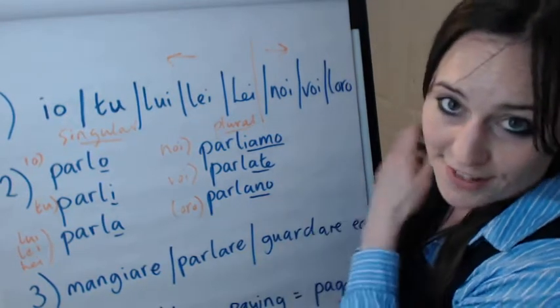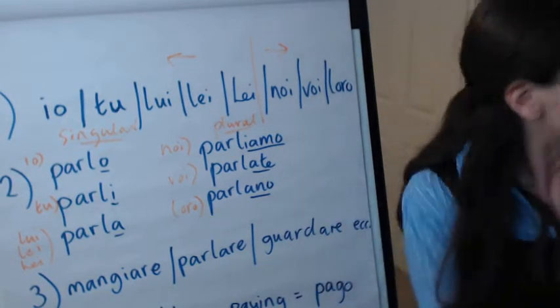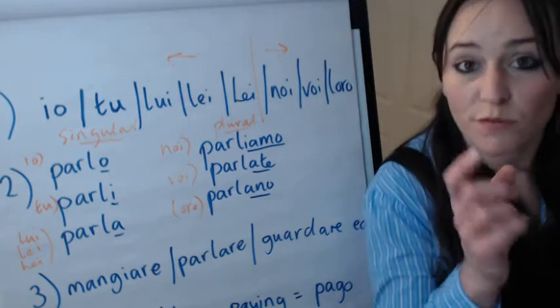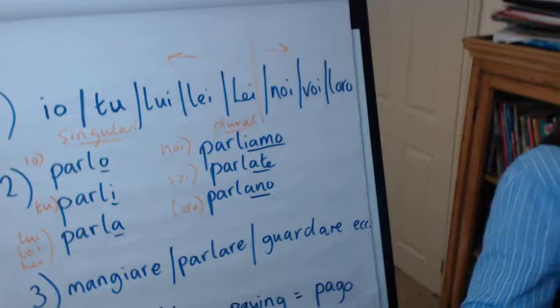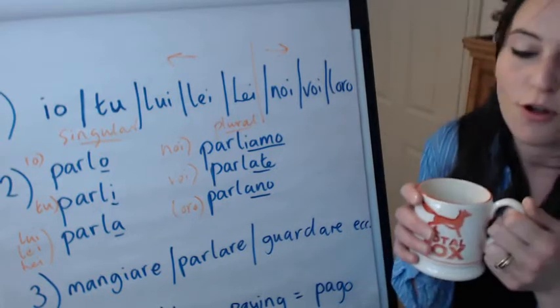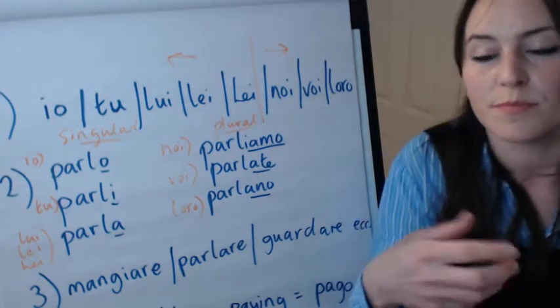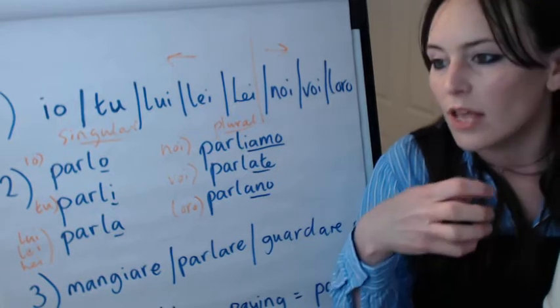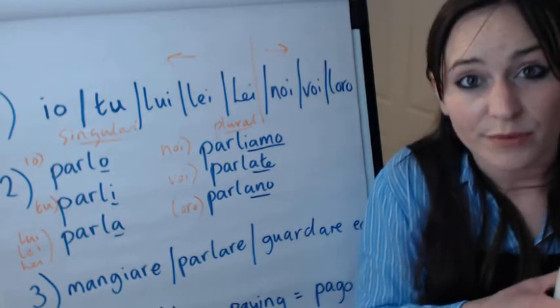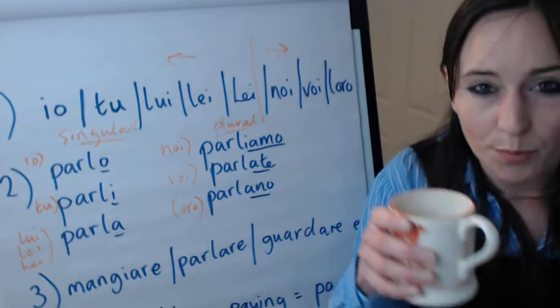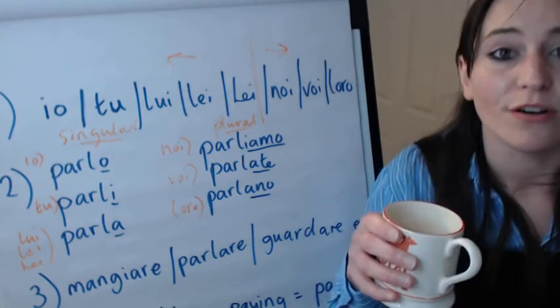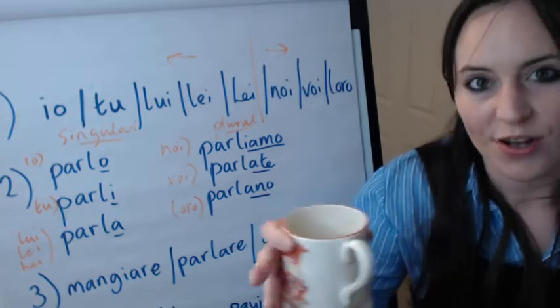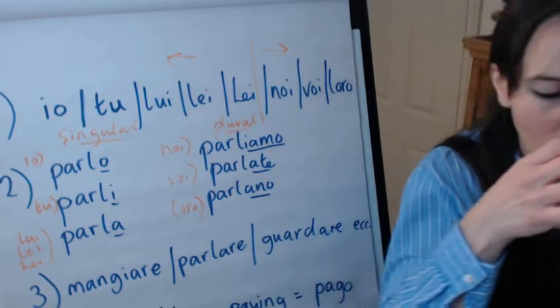Wow, we've already done half an hour, so let me just get some coffee. Bevo un caffè. Okay, prendo un caffè, voglio un caffè. All of those verbs, prendo, bevo, voglio, they weren't actually ARE verbs, but they did end in an O. Bevo, I'm drinking. Voglio, I want. Prendo, I'll take or I'll get a coffee.